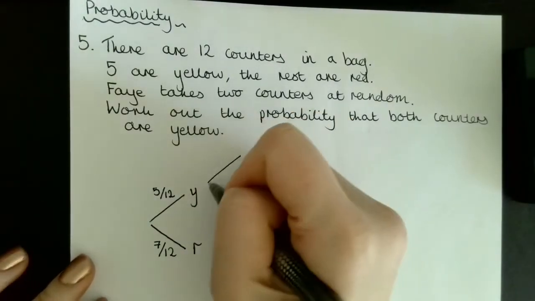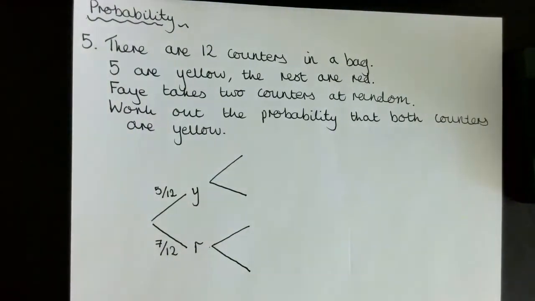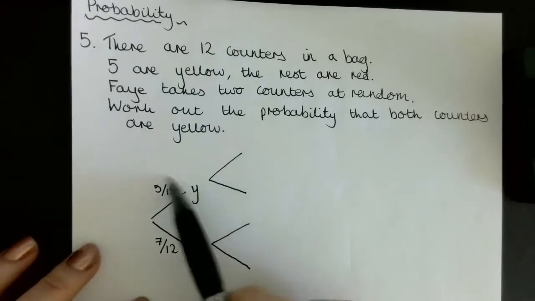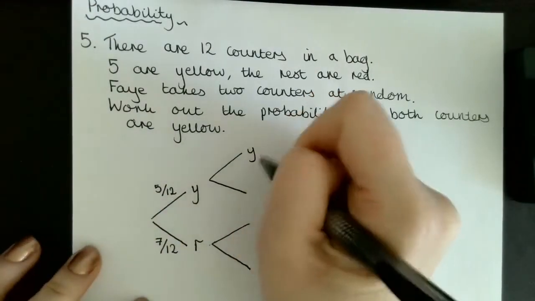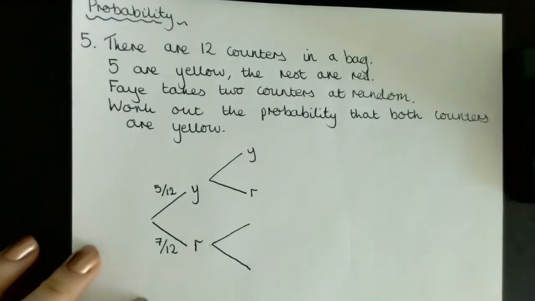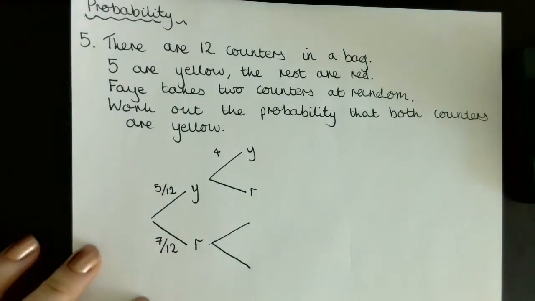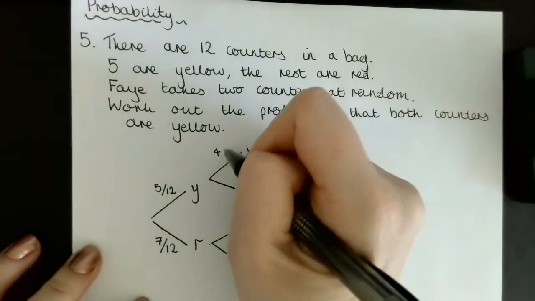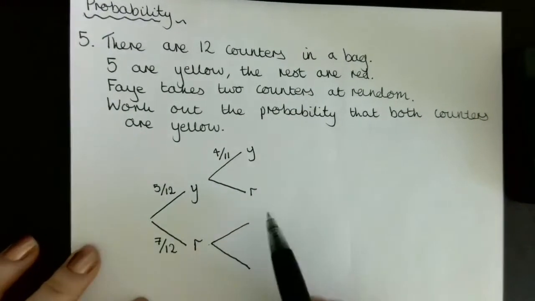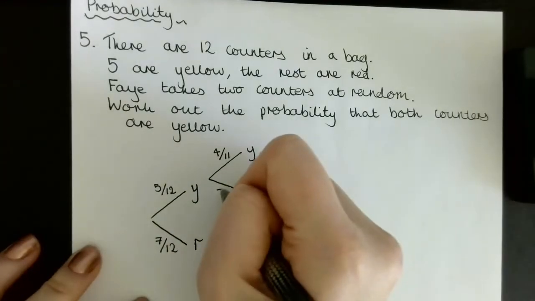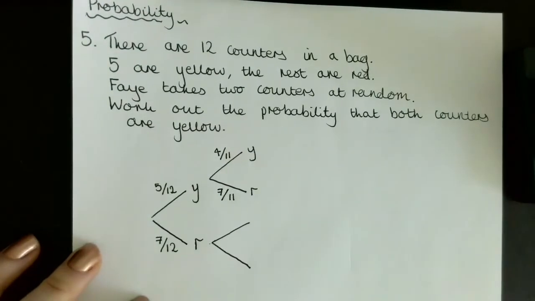Now we're going to look at the probability of her taking out a red or a yellow on her second time. So if she takes out a yellow counter the first time, the second time there will be 1 less yellow counter in the bag. So there will only be 4 yellow counters out of a possible 11 because she's taken 1 out of the 12 counters away. The amount of red counters will stay the same because she hasn't taken a red counter out, but that's still out of 11.